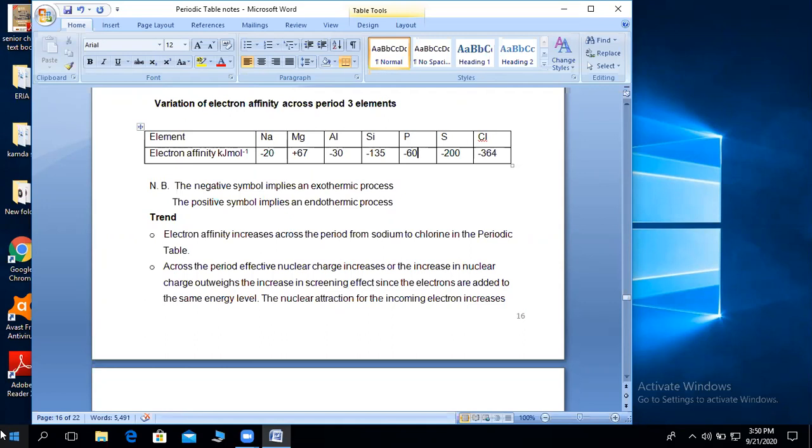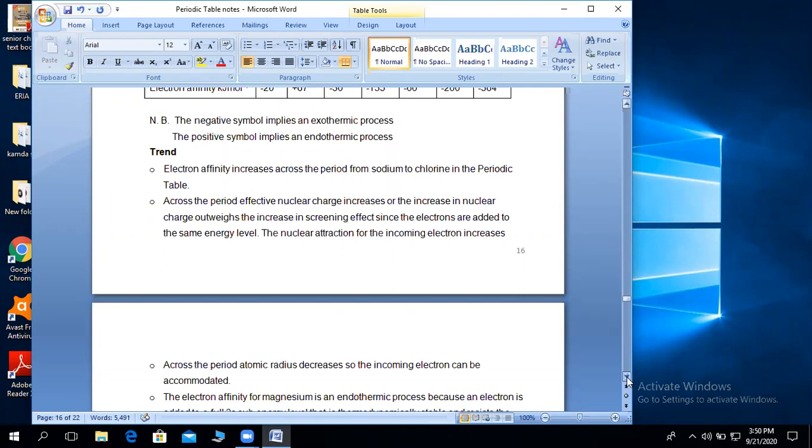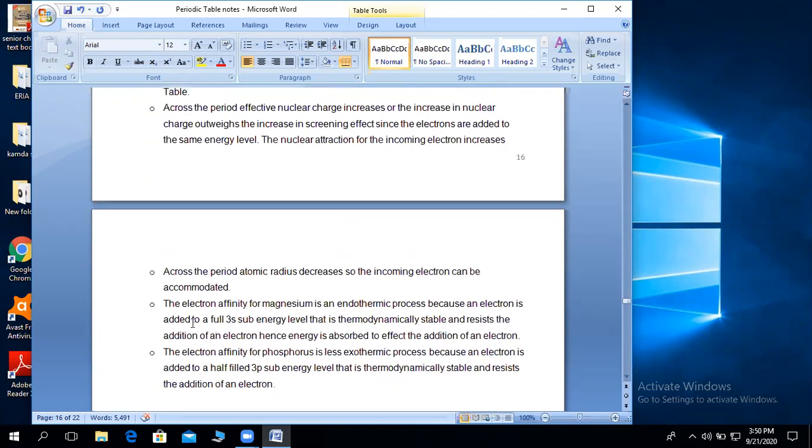Then the d orbital takes a maximum of 10, and it is half filled when it has 5. And the f takes a maximum of 14, and it is half filled when it has 7. I don't know if you have written the electronic configurations, then you will be able to understand what I'm talking about.